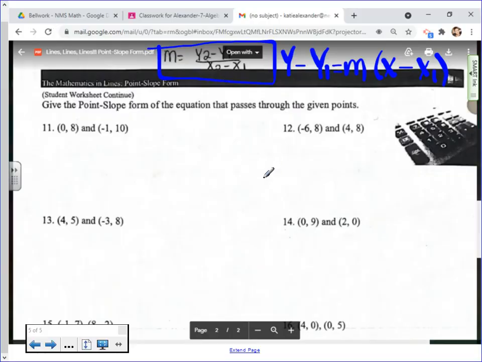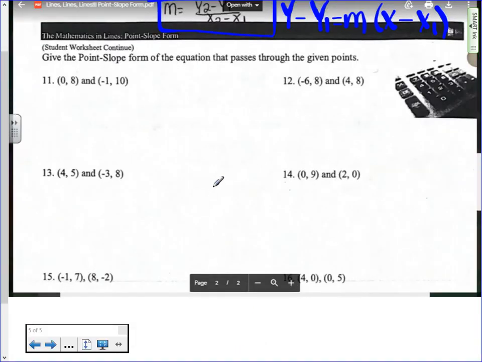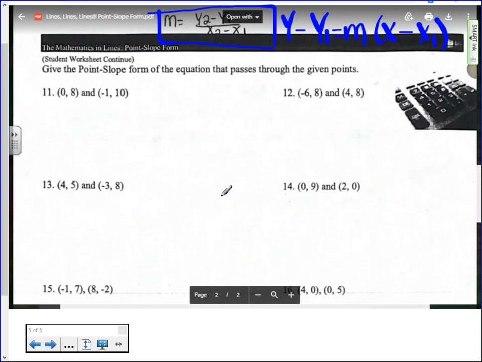step that we have to do. If you notice on this one, it does not tell you what m is. It gives you 2 points and you have to find what m is. So on all of these on the back, you need to start by labeling them. This is x1, y1, your first point, and x2, y2 is your second point. So everybody label that. Everybody do that now.